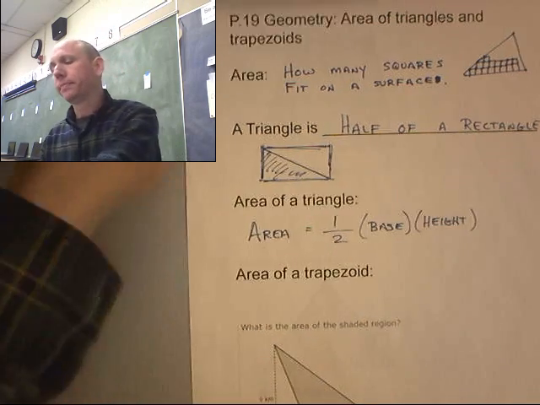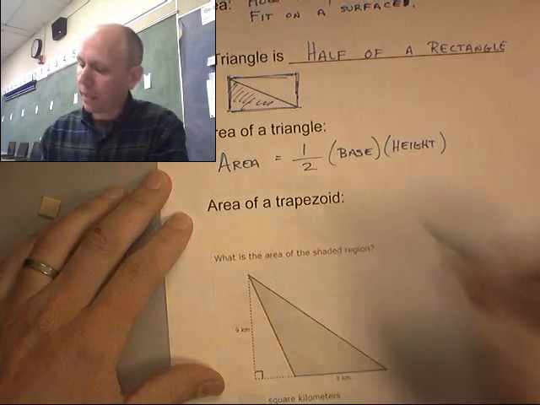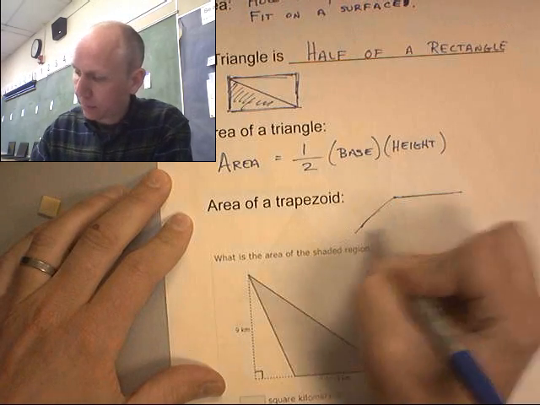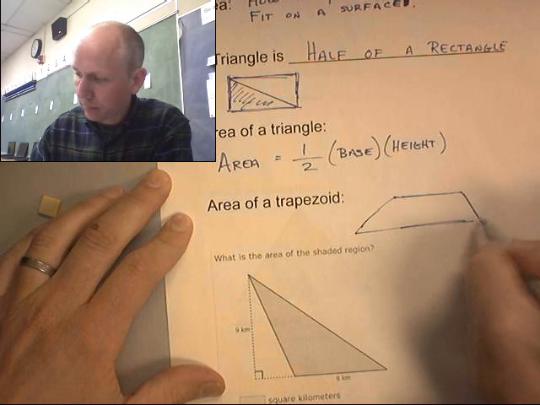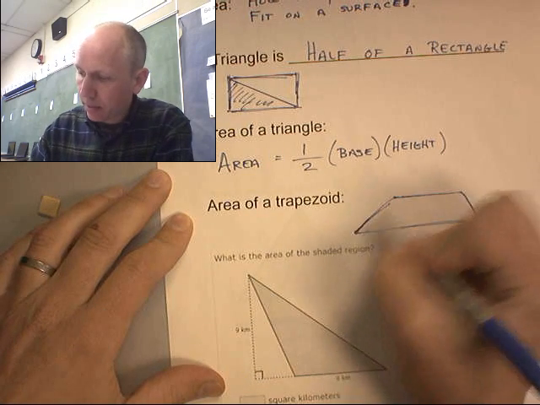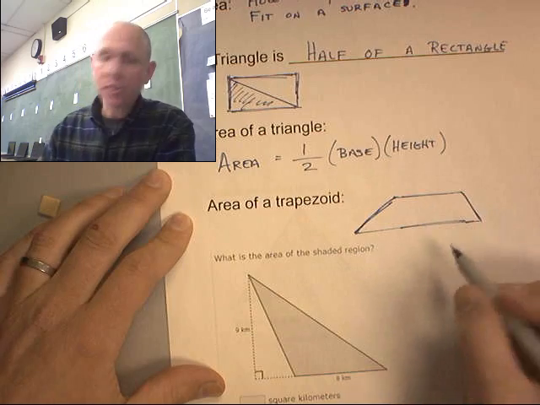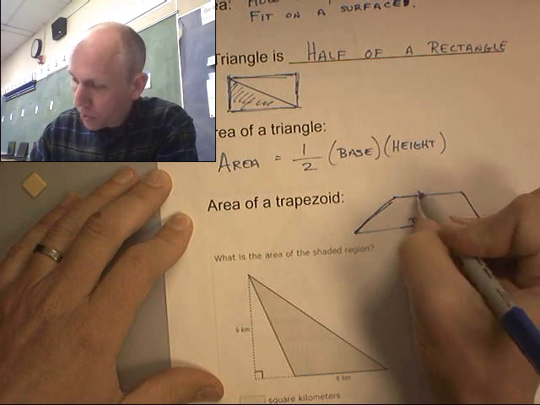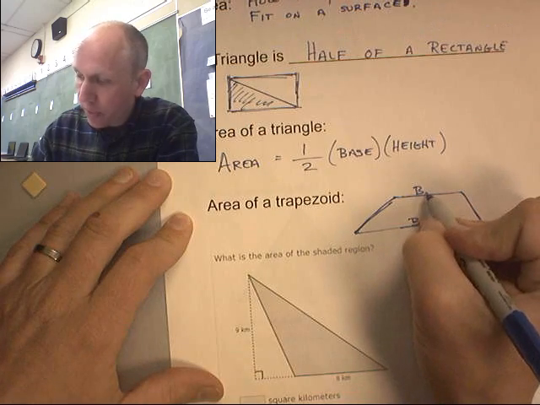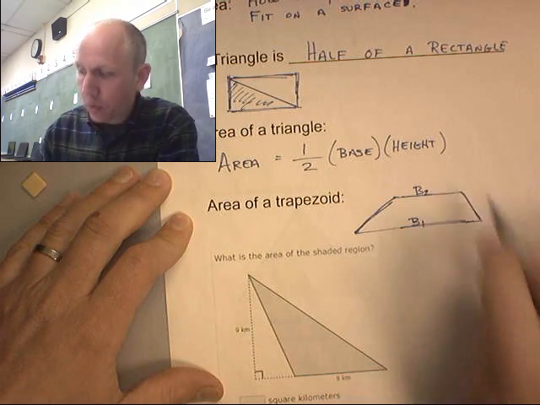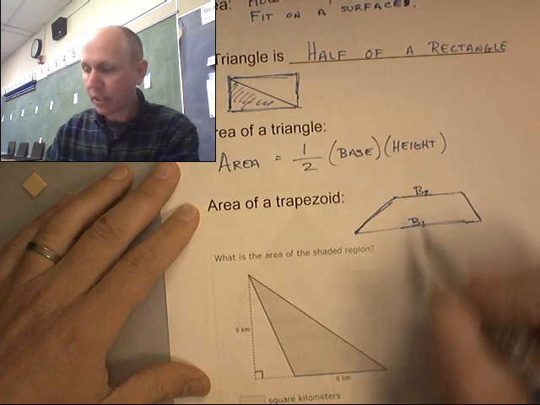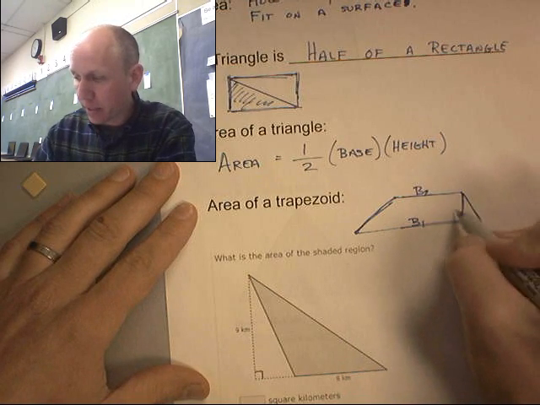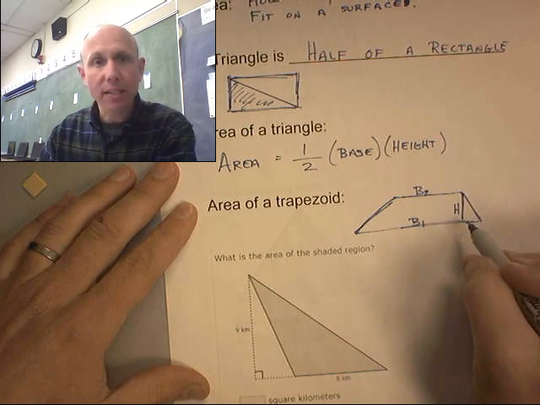Area of a trapezoid. Trapezoids are kind of funny. Here's a trapezoid. Let me draw you a trapezoid. The question, it's going to be a base times height, but what's your base? Should I use this base or should I use this base? Should I use base 1 or should I use base 2? Which base should I use for this? I know the height. I'm going to use this height. Here's my height. But what base?